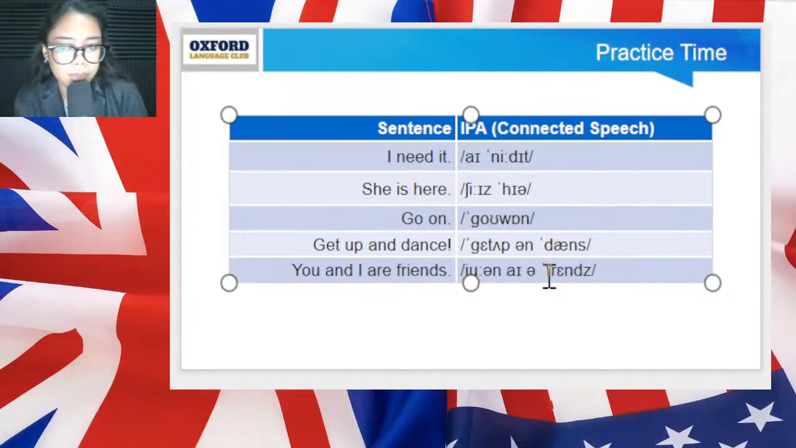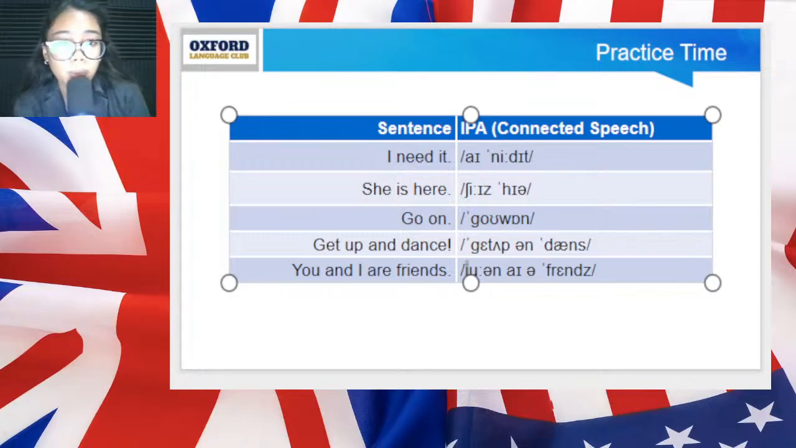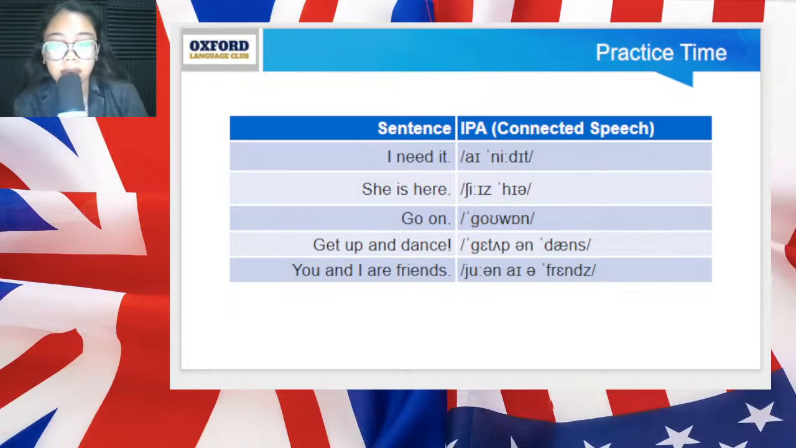Now, you might get confused why there is a letter J in there. In IPA transcription, everyone, the symbol for the sound of letter Y is letter J. Let me just make it clear so that your confusions are cleared. Again, in IPA transcription, the symbol for the Y sound is letter J. So that is why J is there. That's pronounced as Y. You, you and I are friends.